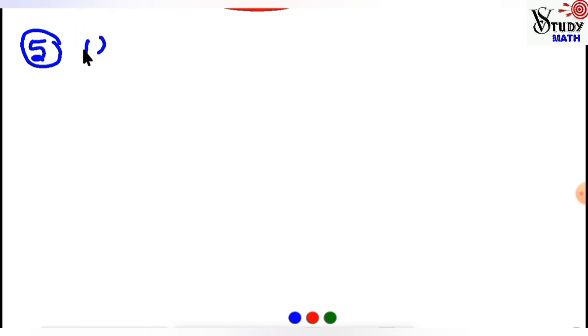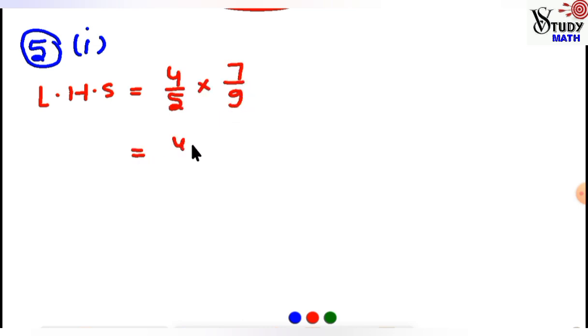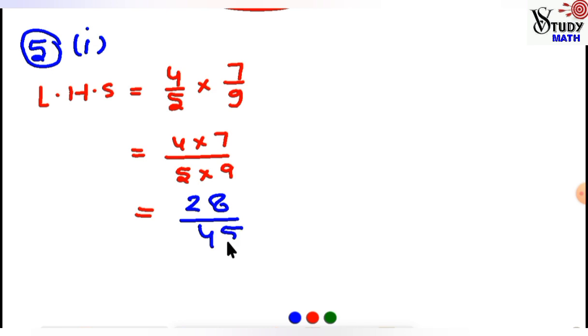Part number 1 is given here. First we are going to take the left hand side, because two sides are given. Left hand side is 4 by 5 multiplied by 7 by 9. So here we have 4 into 7 and 5 into 9. Numerator will multiply numerator and denominator will multiply denominator. Now there is no common factor between numerator and denominator. Then 7 4 ja, what is 7 4 ja? 7 4 ja is 28 and 9 5 ja is 45. This is the answer of the left hand side.